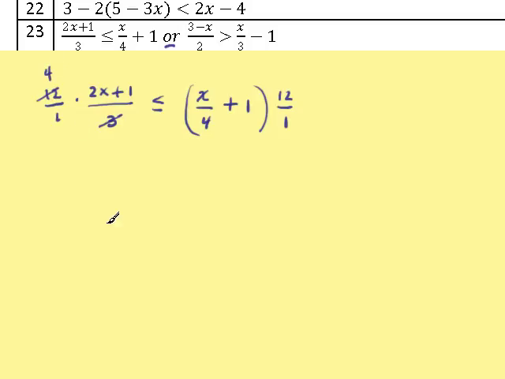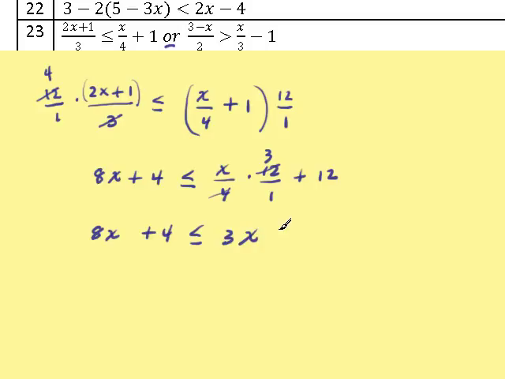On this side we have divide 3 into 12, and we have 4, multiply through that numerator, and we get 8x plus 4 less than or equal to, and here multiply through by 12, and we have x over 4 times 12 over 1 plus 12. So here we get 8x plus 4 less than or equal to 3x plus 12. And now simplify, subtract 3x from both sides, so we'll get a 5x. Subtract 4 from both sides, and here we'll get 8. And we get x less than or equal to 8 over 5.